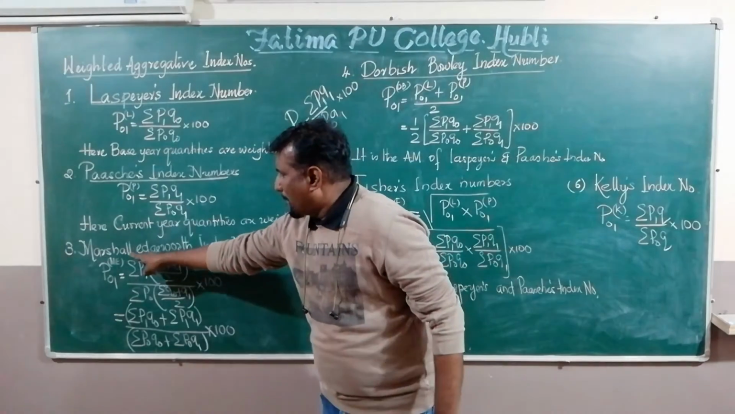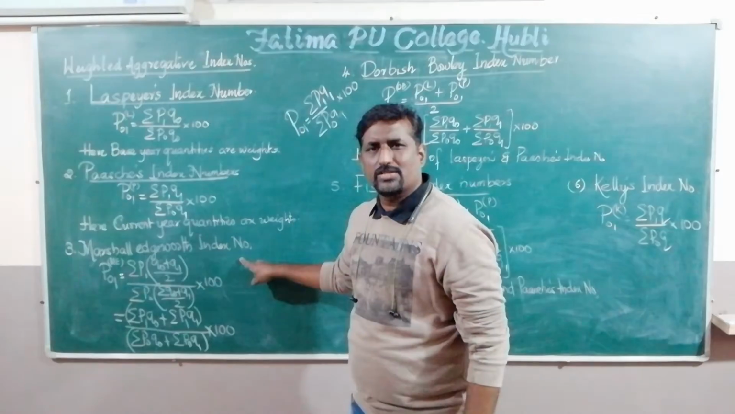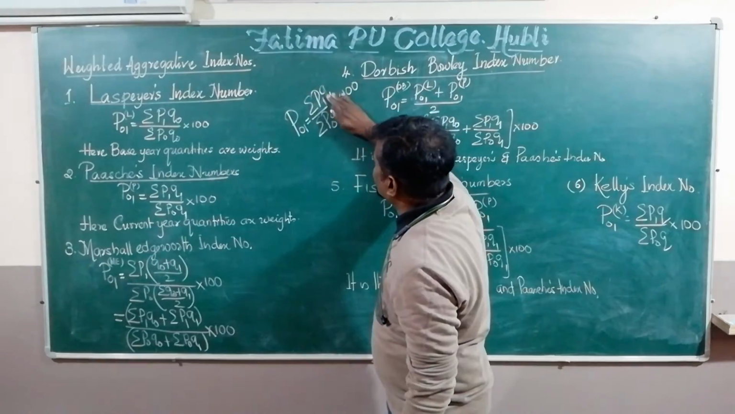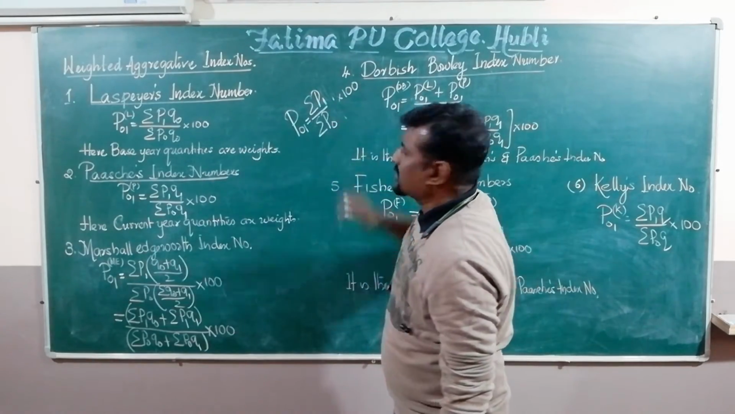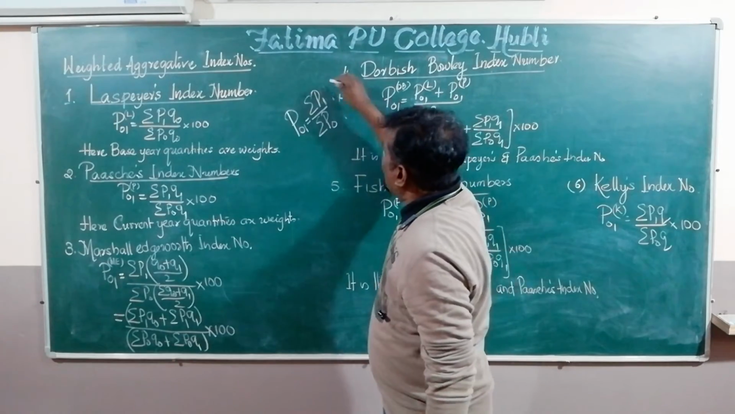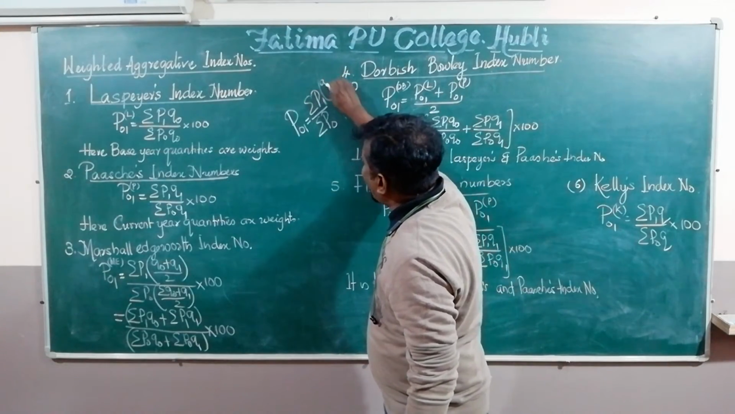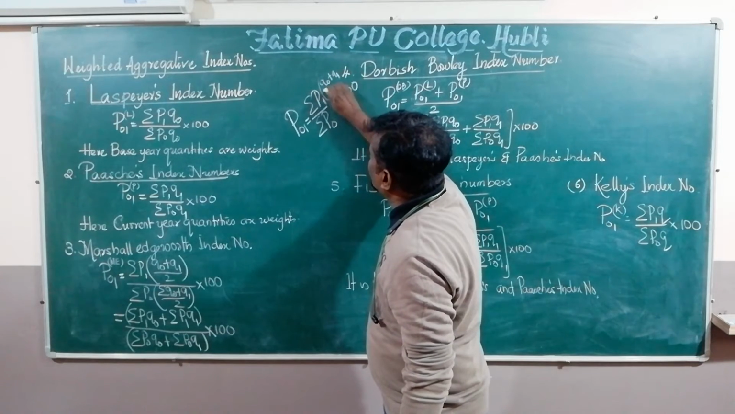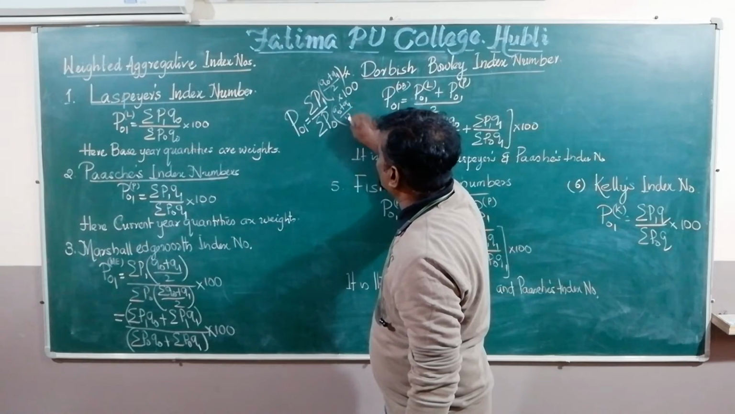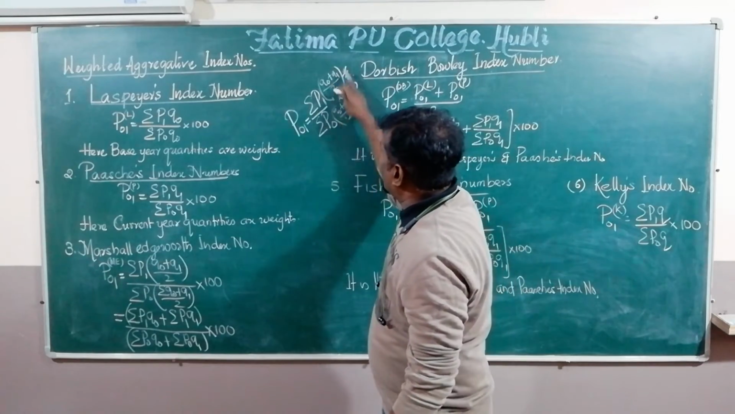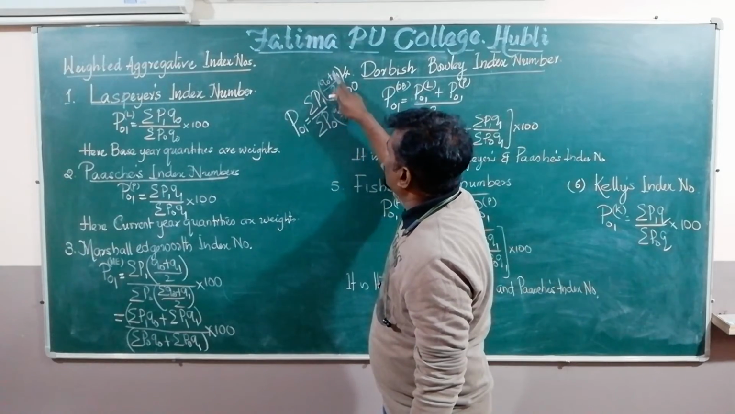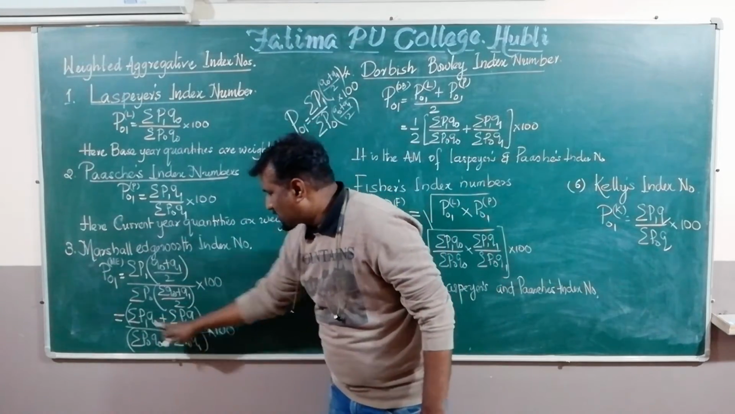What is the next one? Marshall-Edgeworth index number. The same way, aggregate is summation P1 divided by summation P0. But what they did is they have taken the average of the quantities, students. And they have simplified this, multiplying summation P1 into Q0, summation P1 into Q1. On that basis they got this formula.